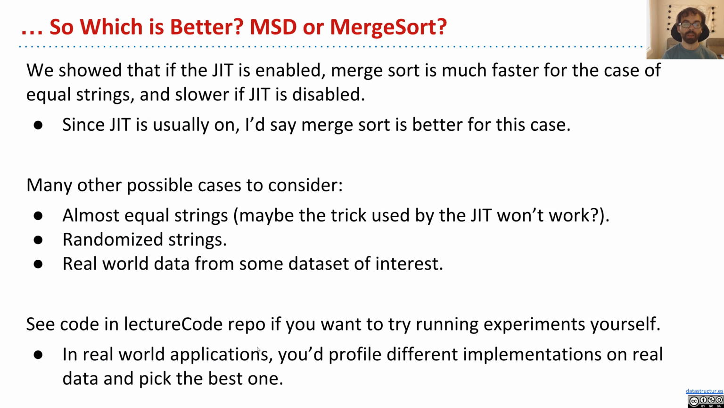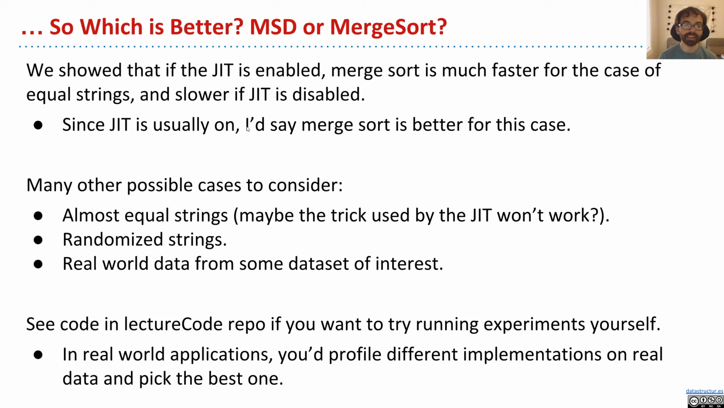So then to go back to our original question, the whole thing we've been talking about is which one's better, MSD or merge sort? And what we just saw is that if the just-in-time compiler is enabled, merge sort is much faster if the strings are equal, but it'll be slower if the just-in-time compiler is disabled.